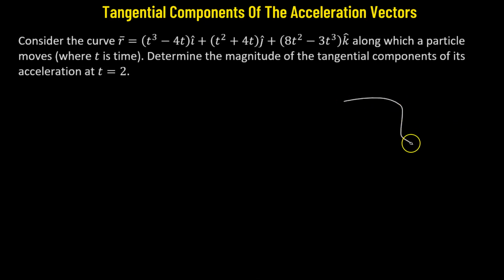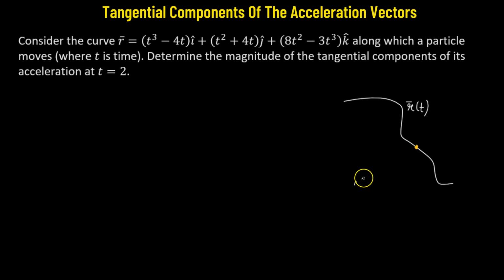Let us consider a curve whose equation is given by the vector r, which is a function of time t. Now, we need to determine the magnitude of the tangential component of its acceleration at time t equals 2. Let's suppose that a particle is moving along this curve and we consider a particular position along the curve which corresponds to the time t equals 2.